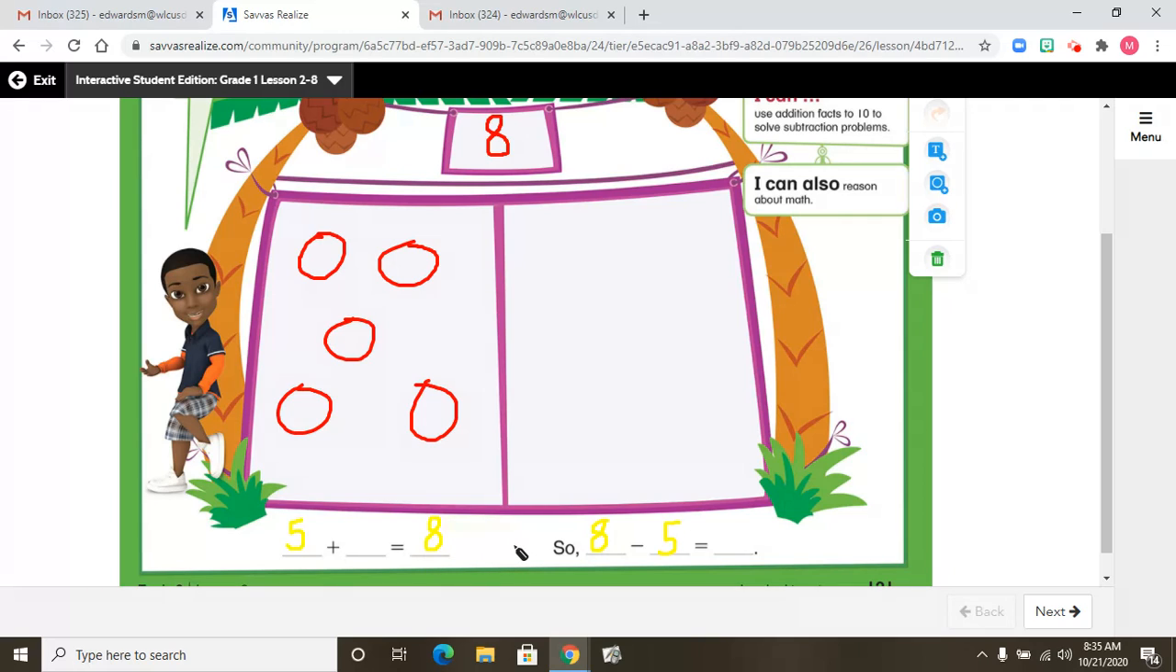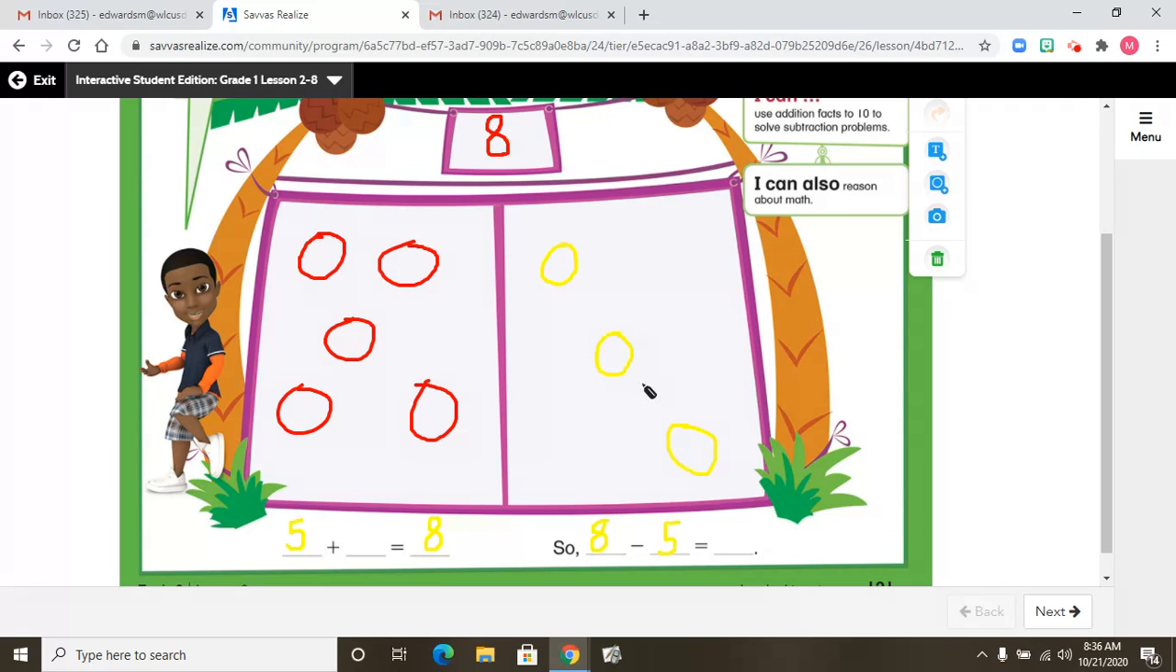All right, so think to yourself, if I have 5 counters, how many more counters do I need to get to 8? And if you are thinking hard in your brain, you know that this is 5. So we'll start adding more counters until we get to 8. So there's 5, 6, 7, 8.